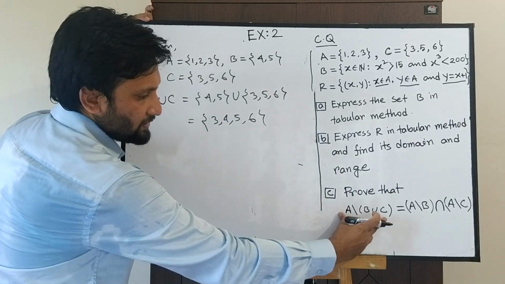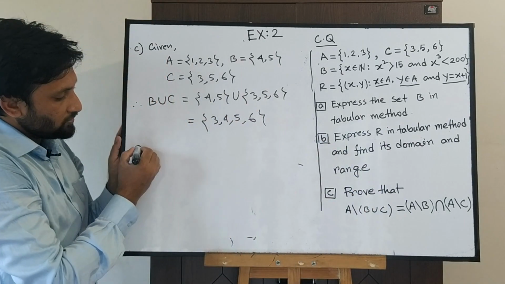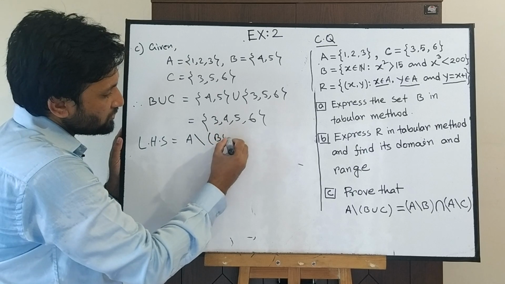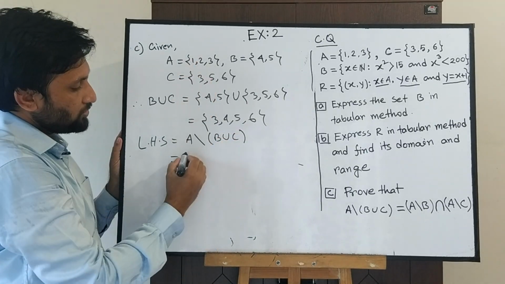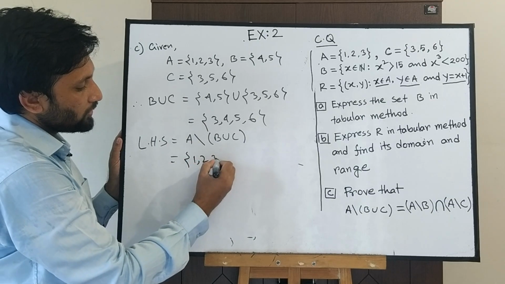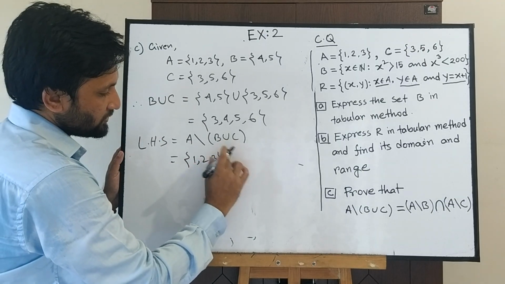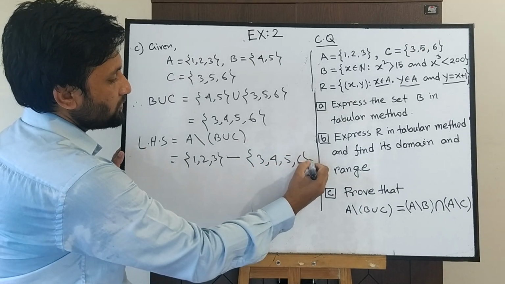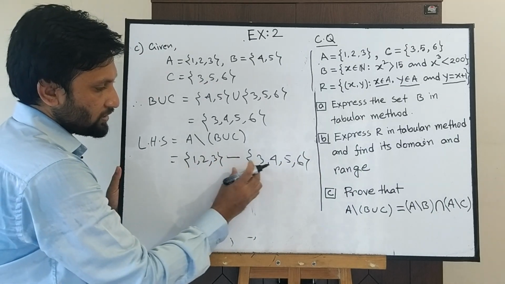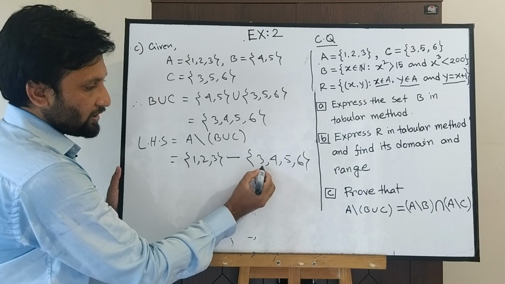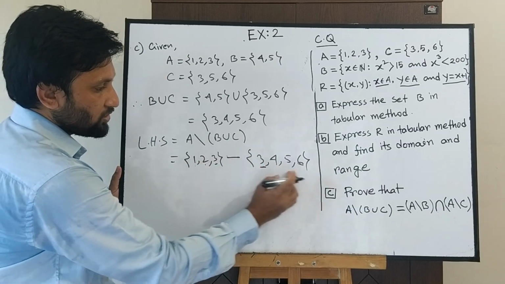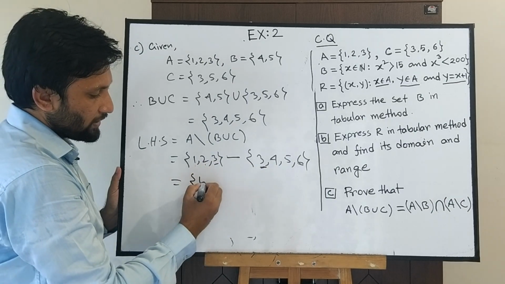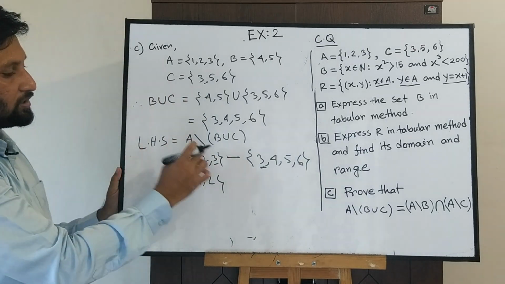Okay, now left hand side equals A subtraction of (B union C). That means the set of A, 1, 2 and 3, subtraction this B union C, 3, 4, 5 and 6. So 1, 2, 3 subtraction 3, 4, 5, 6. Here only 3 is subtracted, so 1 and 2 remain, and 3 and 3 vanish. So we got 1 and 2. So left hand side is 1 and 2.